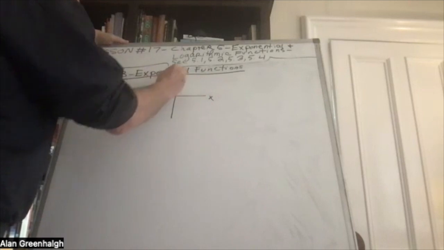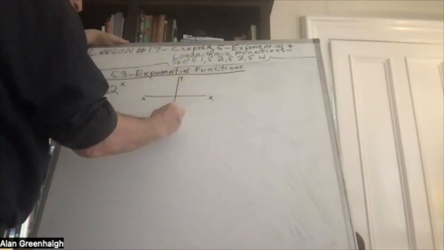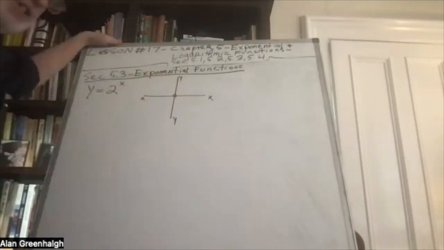Now we're going to go into section 5.3, which is exponential functions. This is an exponential function. That's what it looks like. And in order to understand what an exponential function is, we need to graph it. What else is new, right?